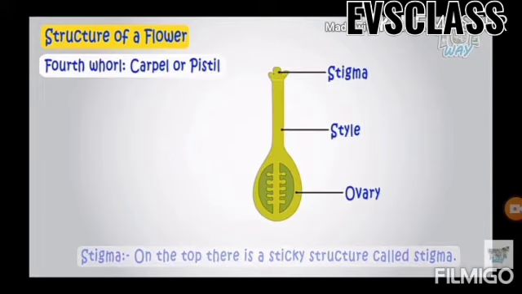Here again you see the pistil: stigma, style, and ovary, and on the top there is a sticky structure called the stigma. At the start of the video I already introduced this and dissected all the parts very nicely. I think it is clear to you where the stigma is, where the style is, and where the ovary is. It is very helpful to recognize all the parts. When you practice the diagram, you can label it very nicely, point to point. This is important in the diagram.